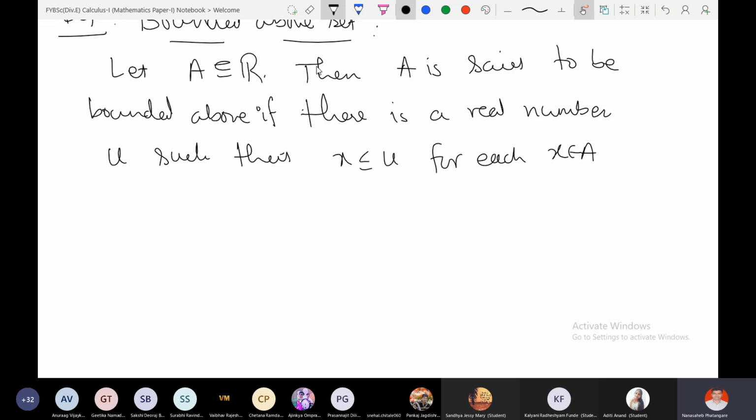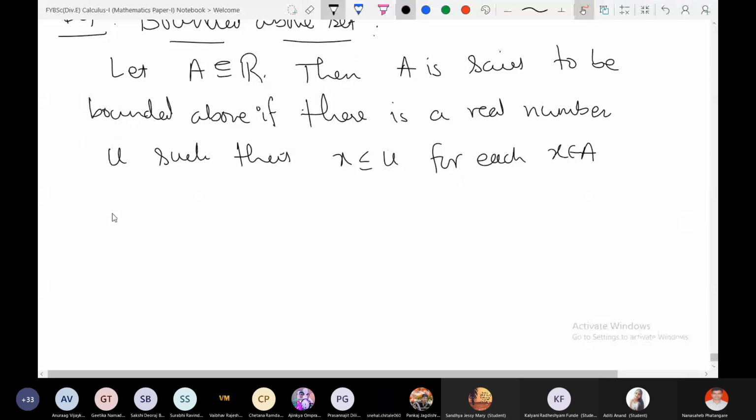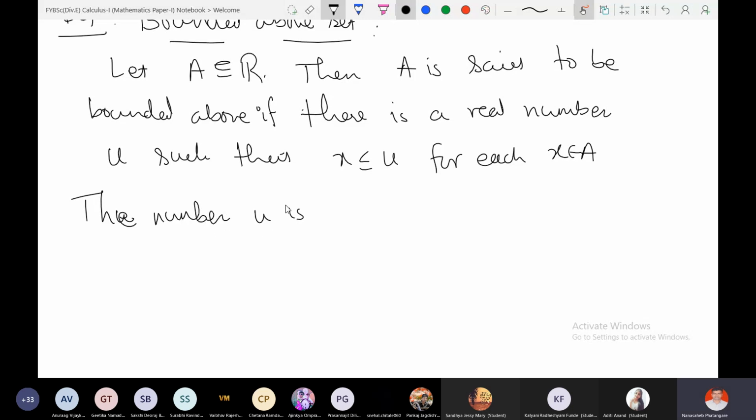So what is the meaning of bounded above? A set is said to be bounded above if there is a number U which is greater than or equal to every element of the set. The number U is called an upper bound of set A, because every element of the set is less than or equal to U.